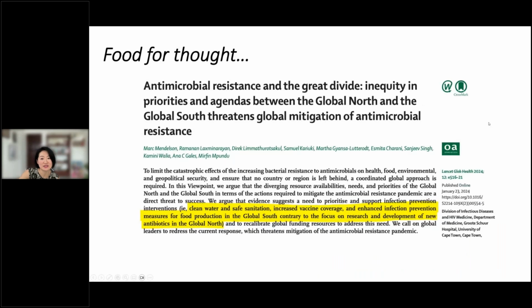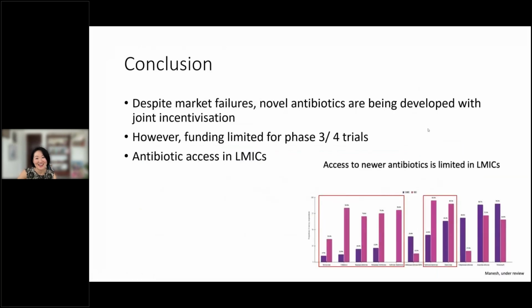So in conclusion, we've discussed that despite market failures, novel antibiotics are being developed with joint incentivization from governments and public-private corporations. These antibiotics are largely in phase 1 and phase 2 spaces, while funding for late-stage trials like phase 3 and phase 4 trials is still lacking. So despite the high global disease burden, antibiotic profit margin remains low because largely the burdens are in the Global South, where antibiotic stewardship and infection prevention and control policies are lacking. And these issues perpetuate a vicious cycle of poor access to novel antibiotics, limiting profit margin.